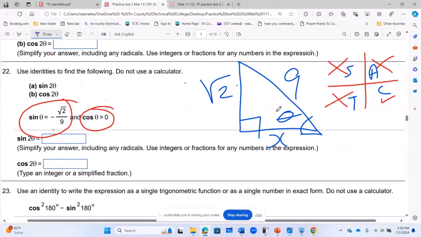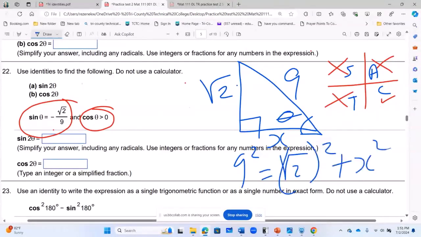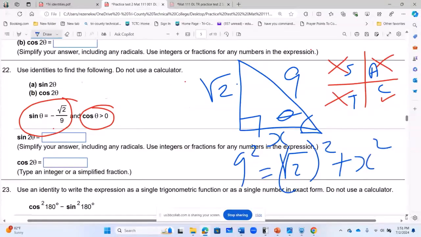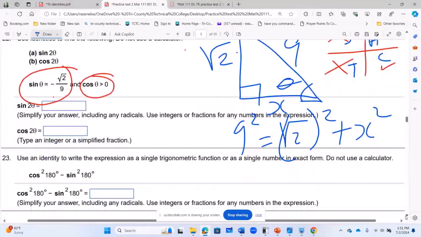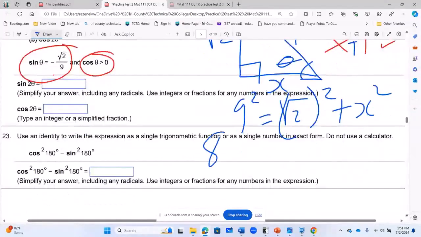All right, so let's go ahead and find the missing side by Pythagorean theorem. So 9 squared is equal to leg squared plus leg squared. The square on the hypotenuse side is equal to the sum of the squares on the legs. All right, so this is 81. Square root of 2 squared is 2. I throw it to the left, minus 2 is equal to x squared. 81 minus 2 is 79. And so I can rewrite it as x equal to plus or minus square root of 79.